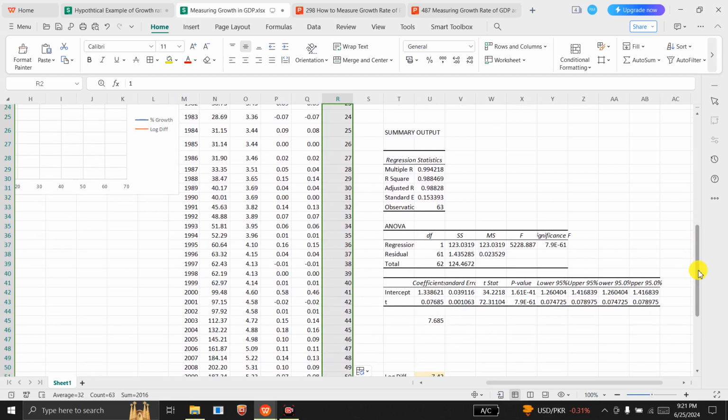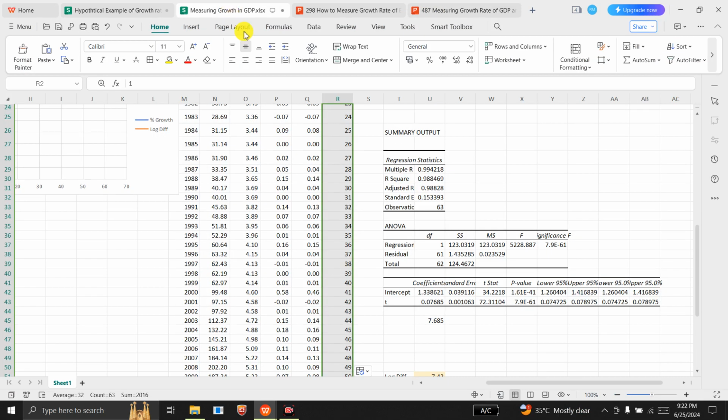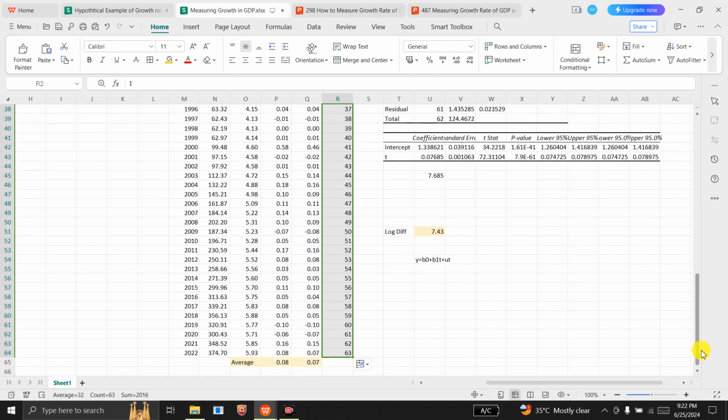Finally, I'm using the regression method to calculate the growth rate, and again I have used this equation, natural log of Yt is equal to beta 1 plus beta 2 t plus ut, and you can see that estimating this model using this data gives me the average annual growth rate of 0.0768, or if I multiply that by 100 I get 7.685%. So this is more or less the same.